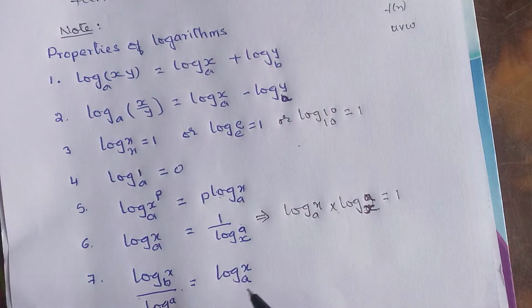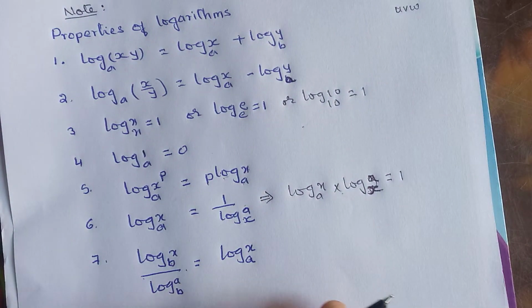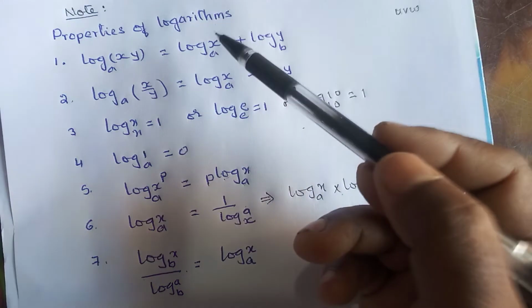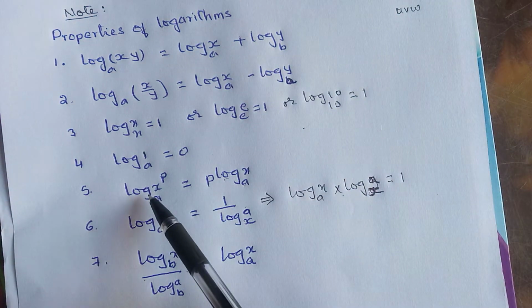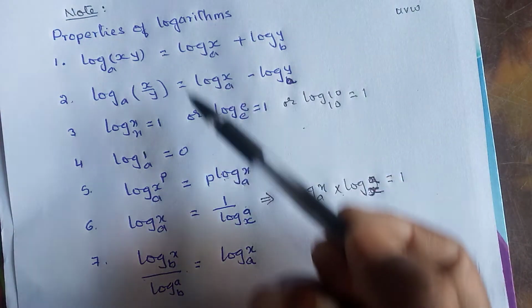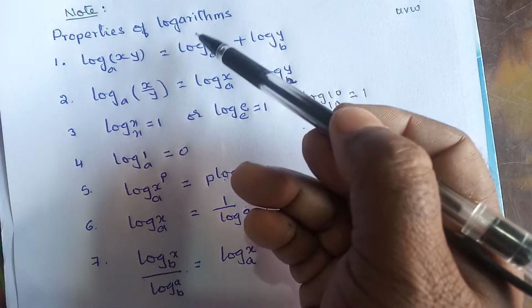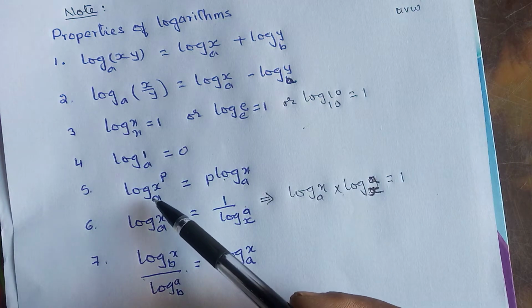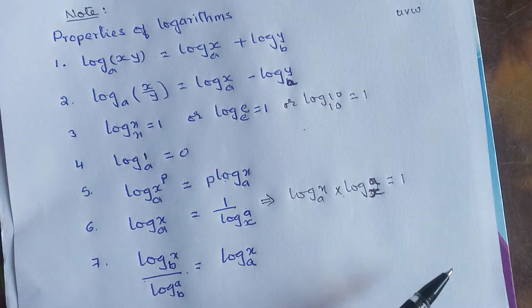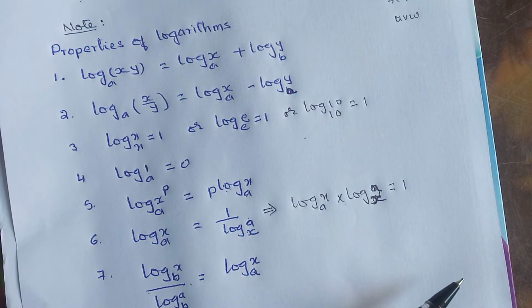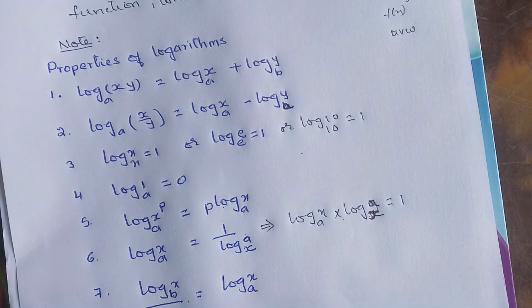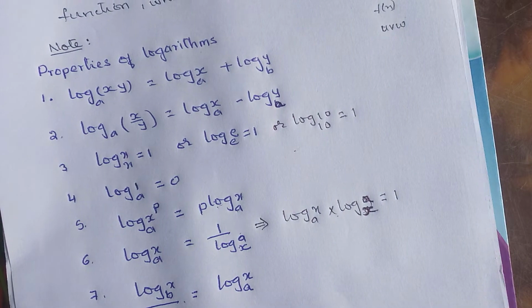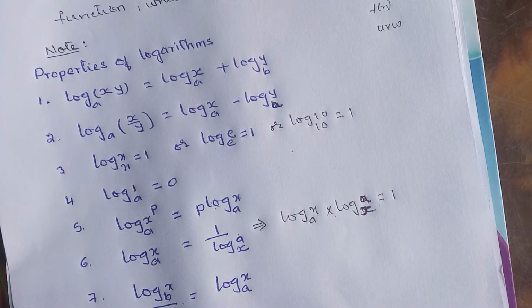So these are the properties of logarithms. Of these seven properties, we will mostly use the first, second, as well as the fifth property. The remaining ones we will use in some problems. Now let us go through an example of how to solve when the function is given in power form.